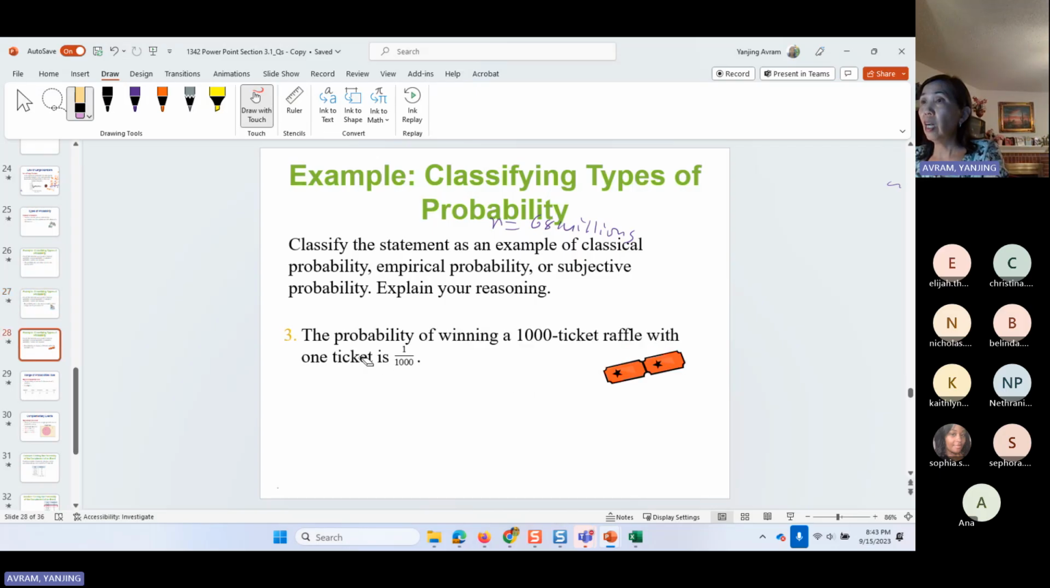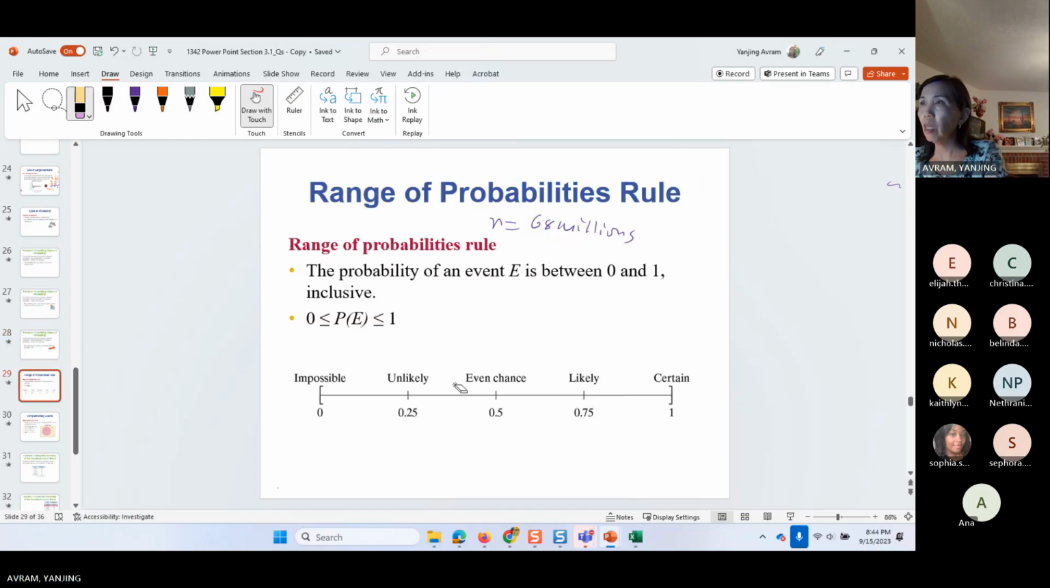All right. The probability of winning a 1,000 ticket raffle with 1 ticket is 1/1,000. Well, this one is a perfect example of classical probability, right? That is a 1,000 ticket raffle, and you buy 1 ticket, so that's 1 out of the 1,000. That's how you count classical probability.